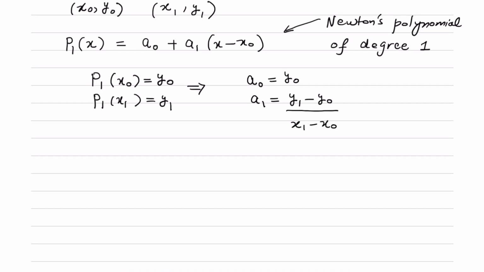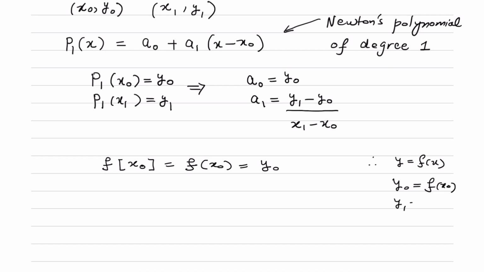Now we are going to write this polynomial p1 of x, Newton's polynomial of degree 1, in divided difference operator form. So we defined the divided difference operator like this. F of x0 is nothing but just f of x0, which can also be written as y0. Remember, you write y as f of x. So when there is y0, it can also be written as f of x0. When there is y1, it can also be written as f of x1.